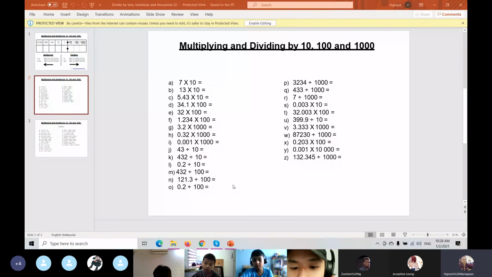0.203 multiply by 100. Who wants to try? Teacher, me. Yes, you can. 20.3. Very good. Okay. The last two questions. 0.001 multiply with, sorry, this one teacher has to add one more zero, 10,000. Who wants to try? Actually, same. If 100 means two decimal places. 10. Are you sure? Correct lah. 10. Very good.